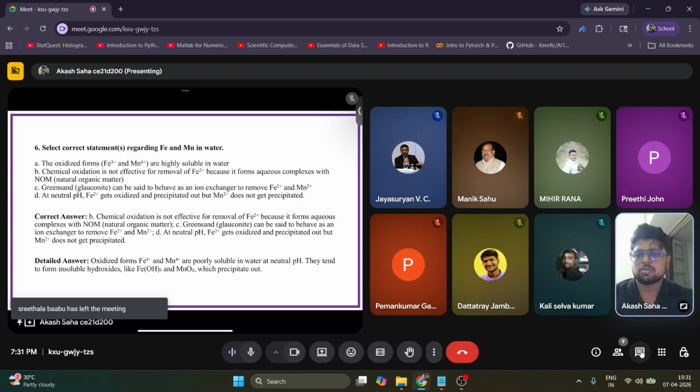Okay, so these oxidized forms are poorly soluble at neutral pH. So option A is the only incorrect option, whereas B, C, D are correct. Because if you talk about the second option, the chemical oxidation might not be effective because ferrous will form some complexes with the natural organic matter, which interferes with the oxidation. Okay, so like that, the other two are also right.